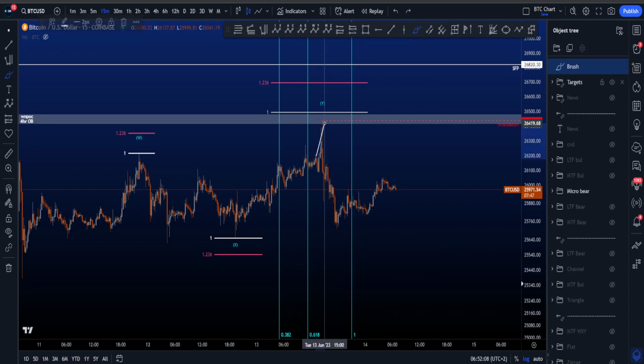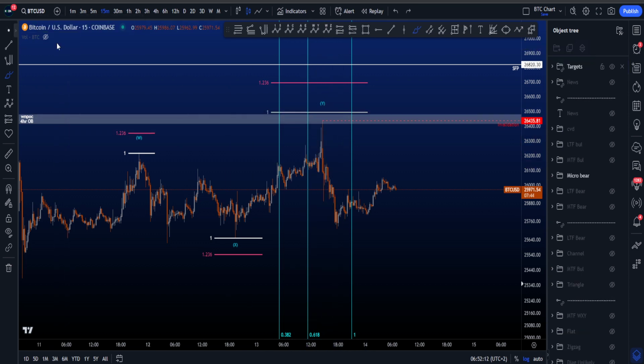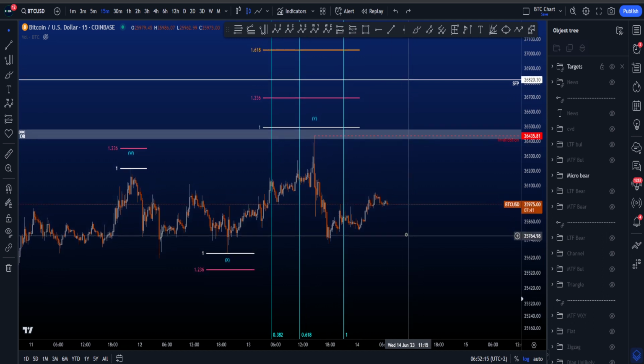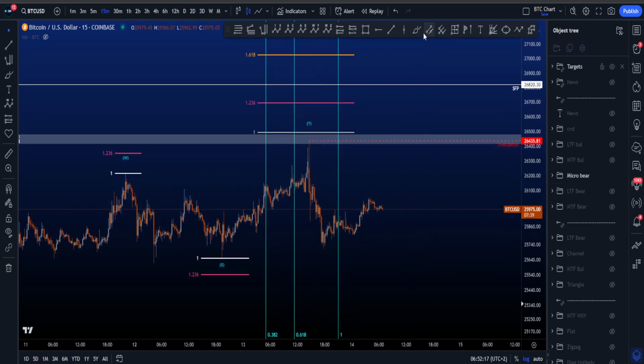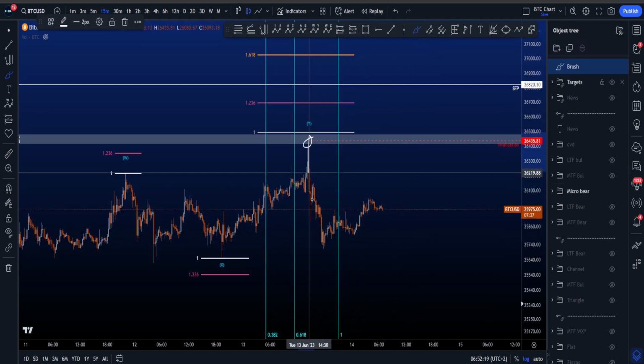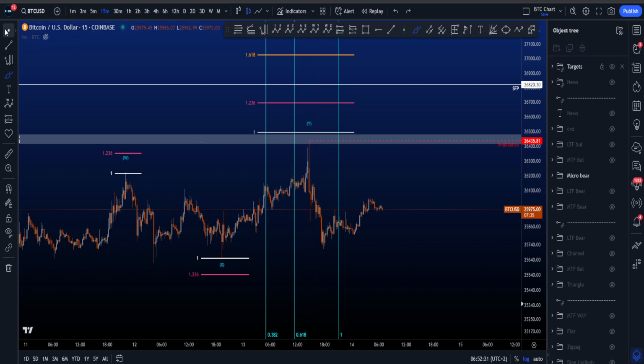Now, eventually price moved up. It hit the target area, which is what we were looking for. This area over here at around, what was it, 26.4k. Price moved up, very high volume, of course, because of the news. Bam, moved to the downside. Beautiful. So that was actually very nice.